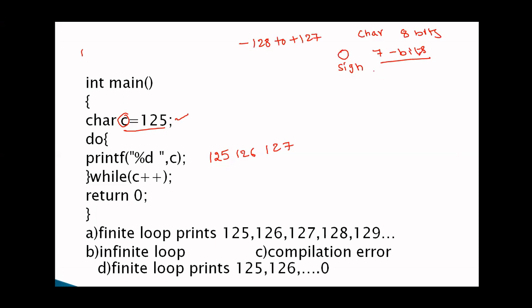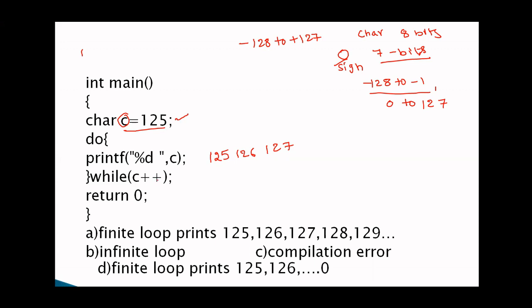So what is the range? 2 power 7 means 128. So minus 128 to minus 1, this is the negative side. If the sign is positive, again there are 128 numbers, but in this case we are starting from 0. That is the reason for 0 to 127. The total number is 128, and if you start from 0, it means 0 to 127. So 125, 126, 127 are within the range.